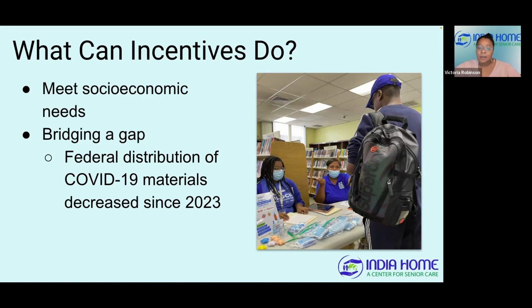Another gap to bridge is COVID-19 related materials. People were going to have to start coming out of pocket more for COVID-19 related materials, such as the test kits. And that is because of the federal distribution of the materials decreasing since last year. So we support this gap by providing free at-home tests and masks, for example. And we were doing this prior to when they started having the at-home test online again for purchase.